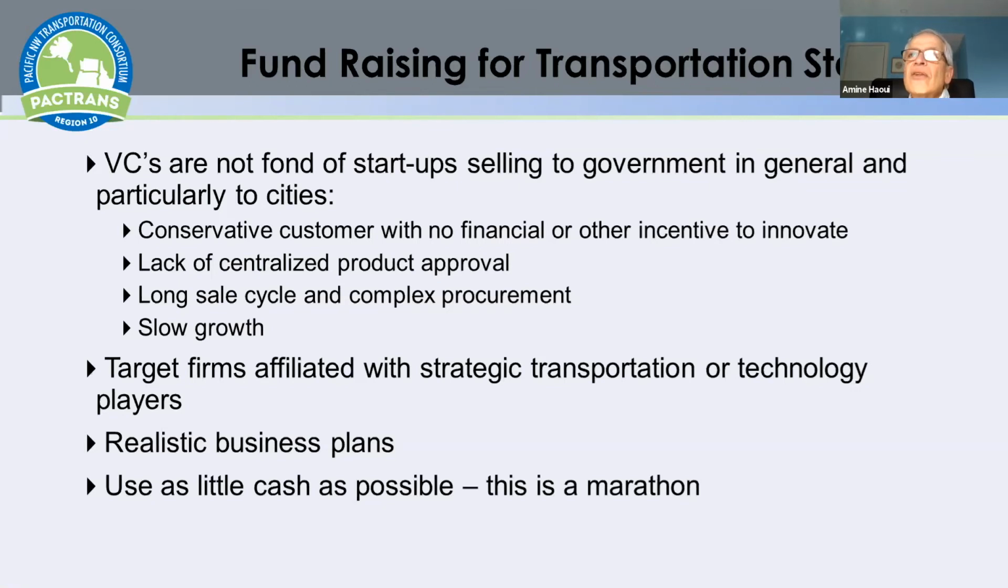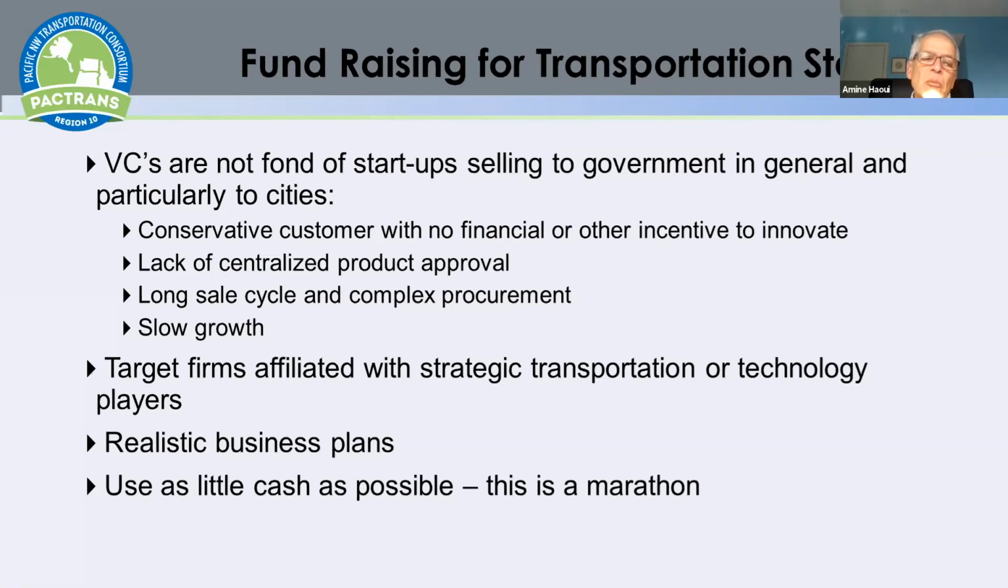The fact that there is no centralized approval process makes the product approval a lot more complex and more expensive, which is another reason why VCs don't like that space too much. Very long sales cycles. Sometimes it takes a couple of years to go from concept to bid, and then another year to bid it. And that is sometimes a big impediment. And ultimately, transportation is typically a slow growth environment, which is also not a typical profile for a VC.